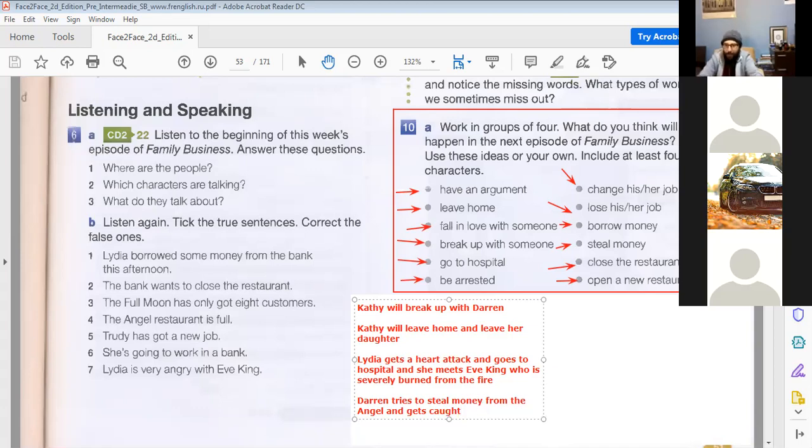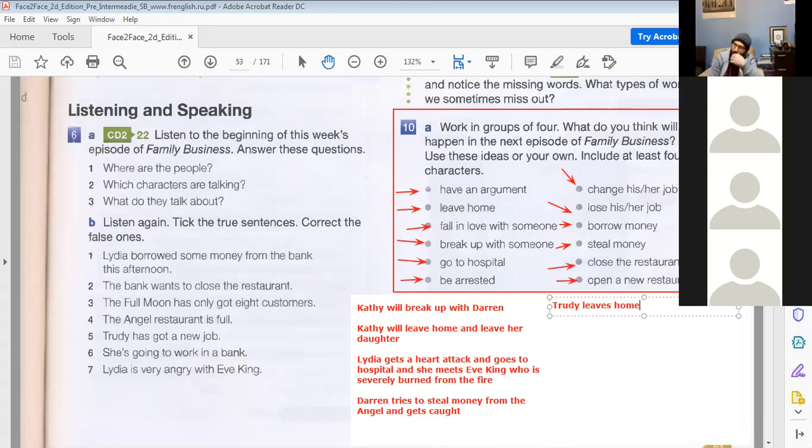Okay. What about Trudy? What happens to Trudy? She loses her job. Correct. And what does she do after that? What do you think she'll do? Leave home, maybe. Okay. Trudy leaves home.